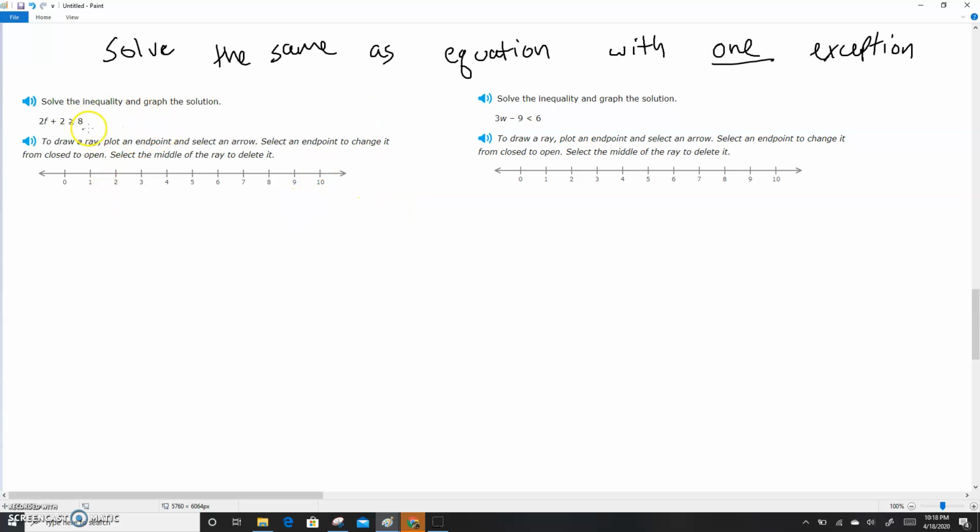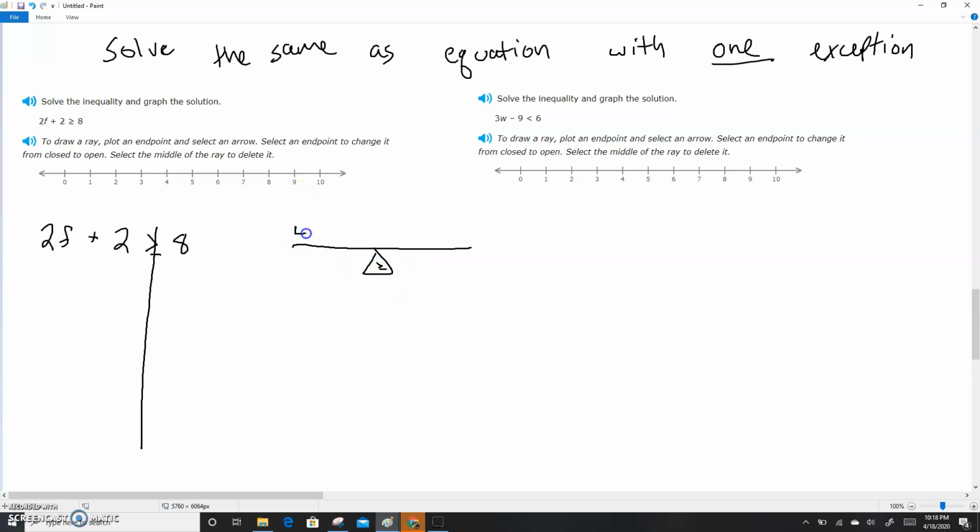So let's start with this problem here. We have 2f plus 2 is greater than or equal to 8. Now, there's two ways we can do this. We can solve using this method, where everything we do on one side we do with the other, or if you prefer, if you're more visual, we can create a balance.